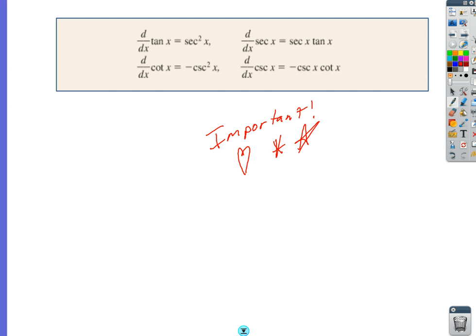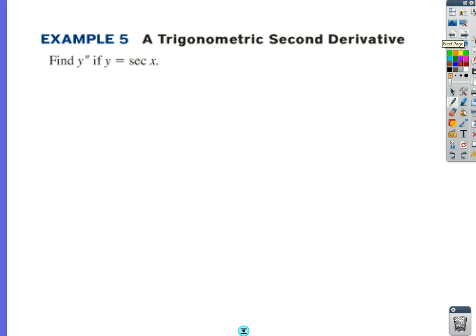And one more example. Here we go. It says a trigonometric second derivative. I want to find y double prime if y is equal to secant x. So just directly from what I was just showing for my rules, y prime is equal to secant x tangent x. And now I want to find y double prime. Again, you have to be thinking yourself, what am I dealing with? I have a function times another function. So that means my product rule.